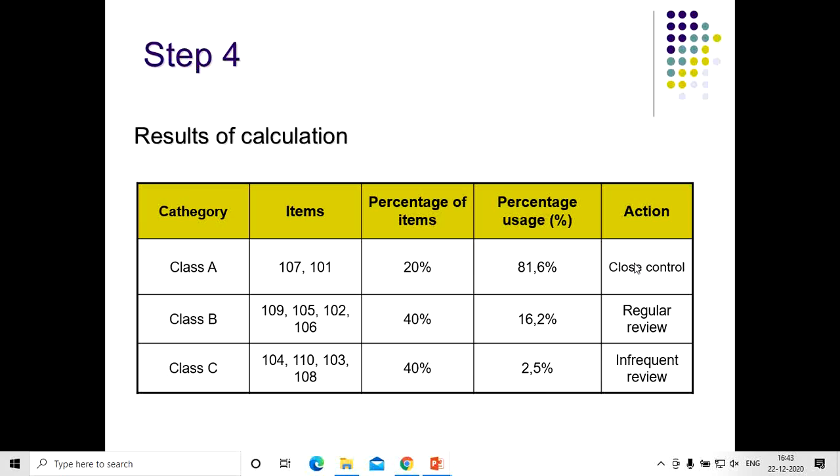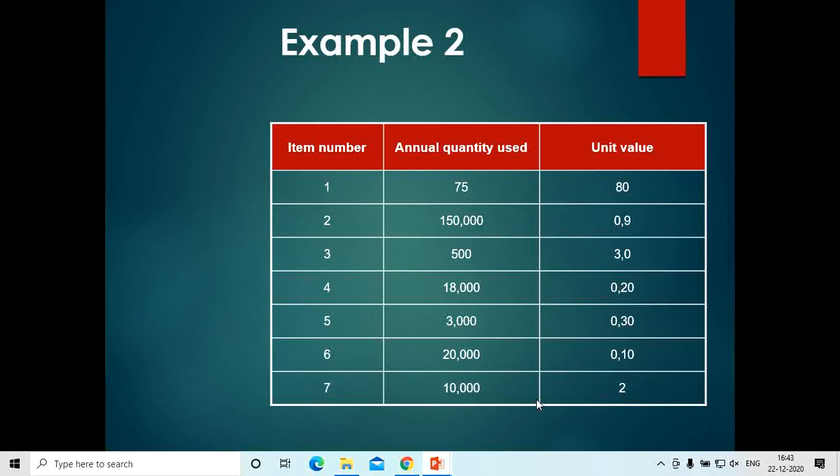We already know that the action to be taken for A category is close control. The manager has to take care of A items 107 and 101 very carefully, and make sure economy is achieved while doing the ABC analysis. For C category he is not going to monitor much, only an infrequent review is to be done, and a regular review of B items is to be done. So in this way we can do ABC analysis. From this numerical you have understood how to do ABC analysis.